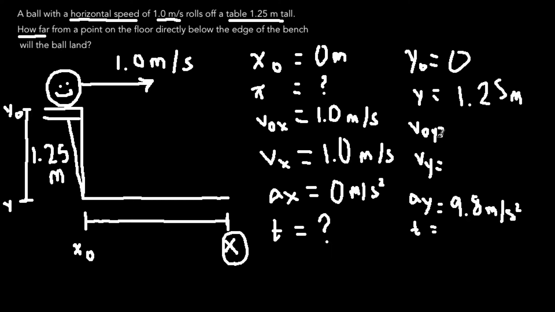Okay, so the velocity initially in the y direction is 0 meters per second, and the final velocity in the y direction is something that we do not know, and the time we also don't know. So with these values, what can we do and what can we solve?